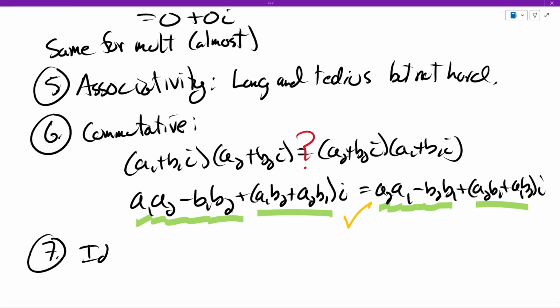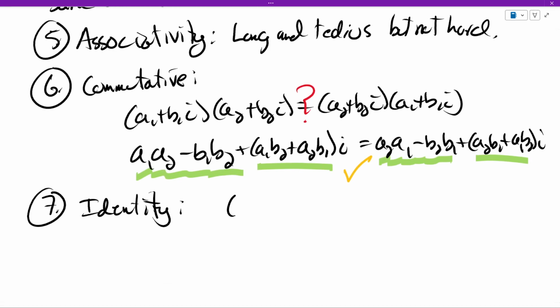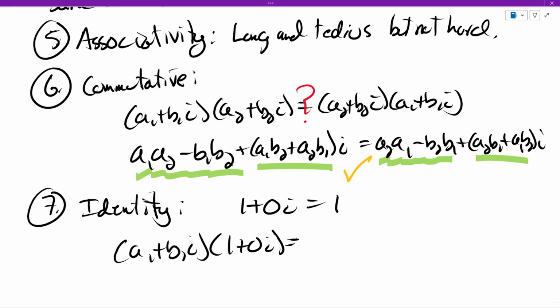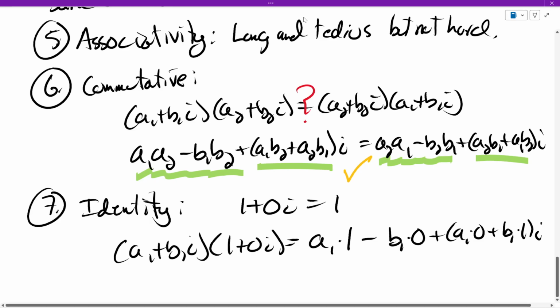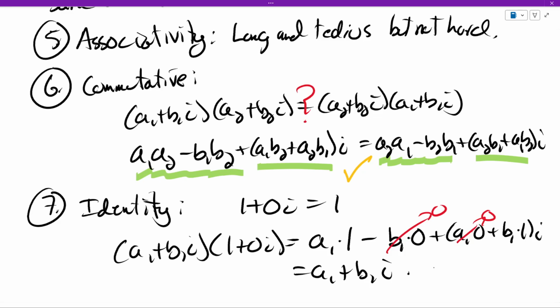We need identity now. Well, it's going to be 1 plus 0i, which we're just going to write off as 1. And if you take an a1 plus b1i and you multiply it with 1 plus 0i, what you're going to get is product of the real parts minus product of the imaginary parts, plus the cross terms are the new imaginary part. That goes away. That goes away. And we get a1 plus b1i as desired.